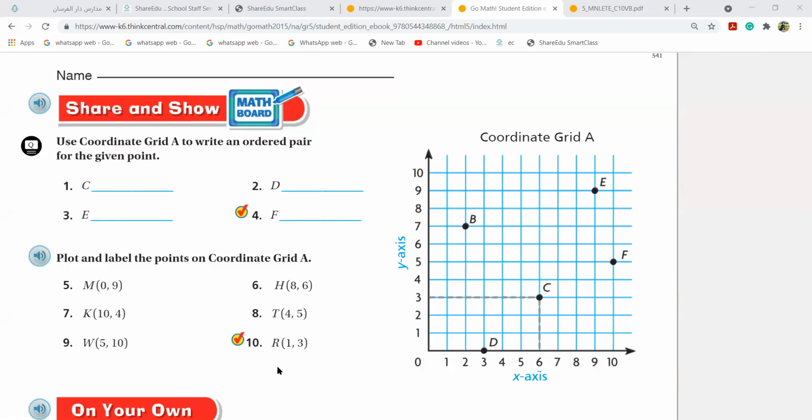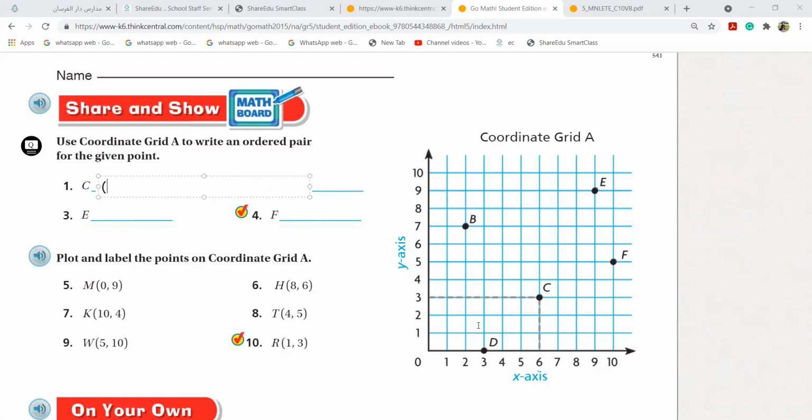Okay, so Mariana, please fill up and tell me question number one. C, what is the point? At X and at Y, where is this point C? Please answer me. I'm going to call out your name, Mariana. Can you hear me? Please answer me. Where is the point C? Do you want me to explain to you once?